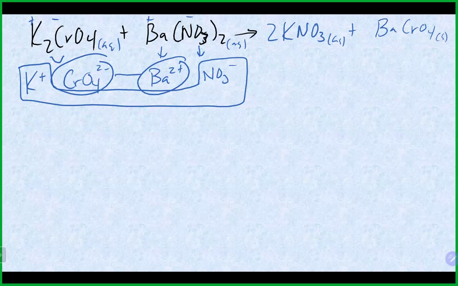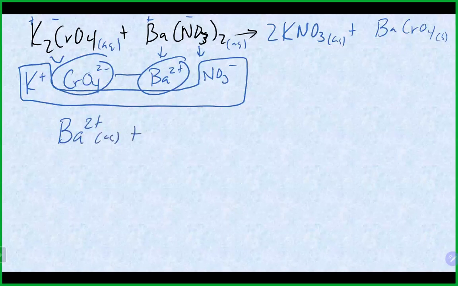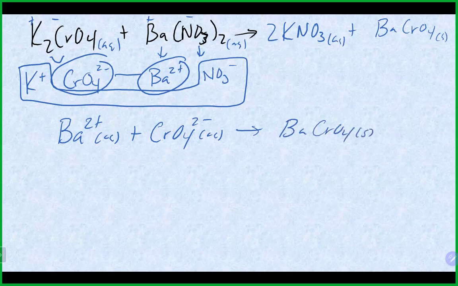If you went through the actual total ionic equation, net ionic equation, you would end up with this as your net ionic equation, which is the barium from the barium nitrate. We'll go find the chromate from the potassium chromate, and those guys will make a solid barium chromate, which is our net ionic equation. Any questions on that there?